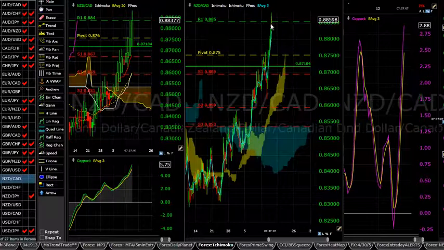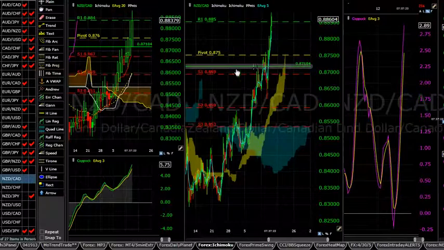We are seeing a little bit of a challenge up here at this R1 line. So again, I'm looking for a little bit of a better entry, but may not see much of a pullback before this pair continues to move higher. But again, 8:30 reports are coming out, so I'm watching those reports for some volatility in the market this morning.